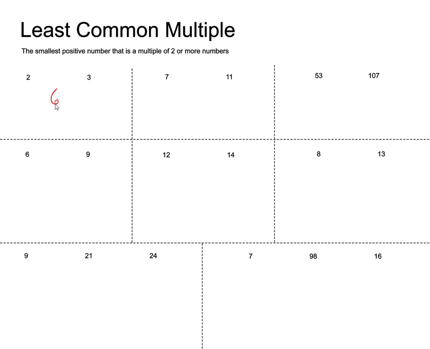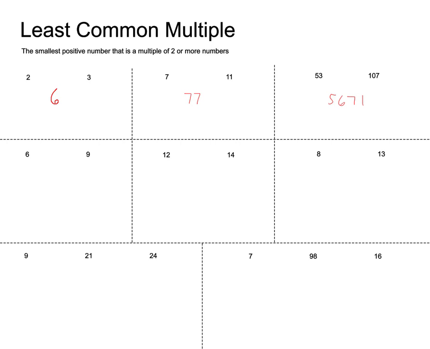For 7 and 11, again, they're both prime numbers, so we multiply them together to get 77 as the least common multiple. For 53 and 107, after looking at them for a couple of seconds, we can determine that, yes, 53 is a prime number, and so is 107. So we can multiply those together as well to get the least common multiple of 5,671.